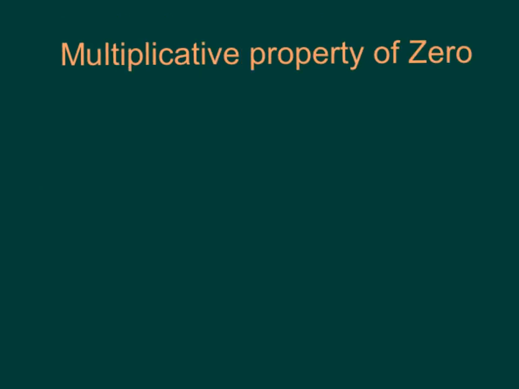All right, and last one, multiplicative property of 0, is exactly what it says. We're taking a number, we're going to multiply by 0, and the answer is 0. So 5 times 0 equals 0. A times 0 equals 0.